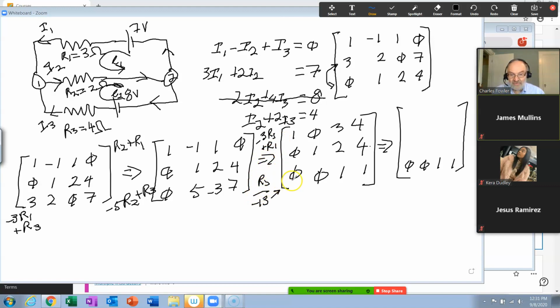Minus 3 times 0 is 0, plus 1 is 1. That should stay the same, and it did. Minus 3 times 0 is 0, plus 0 is 0. We wanted that to stay the same. It did. Minus 3 times 1 is minus 3 plus 3. That's a 0, which is exactly what we wanted. And then we have a minus 3 times 1 is minus 3 plus 4 is 1. So current 1 also looks like it's got to be 1. Okay?